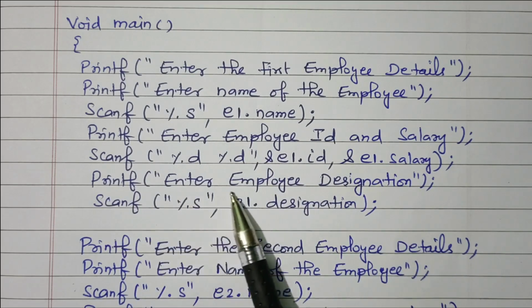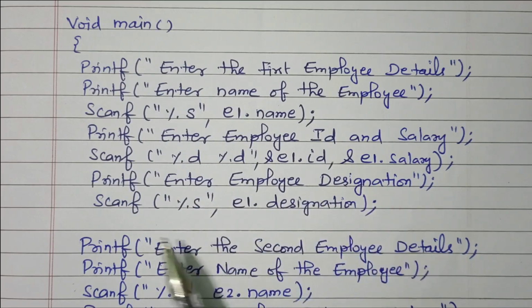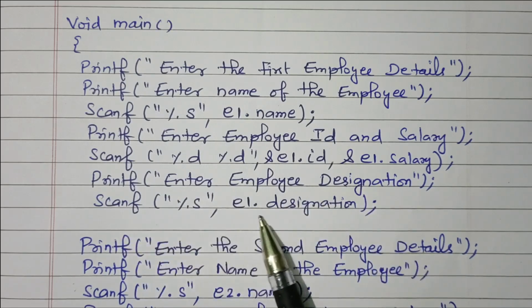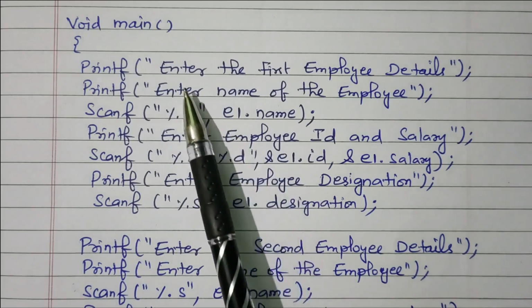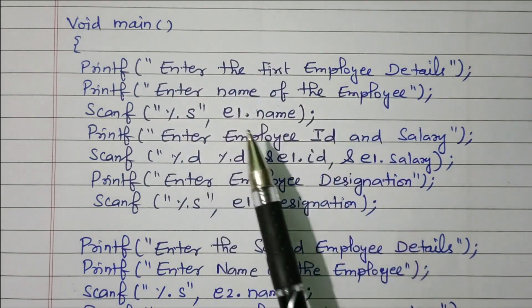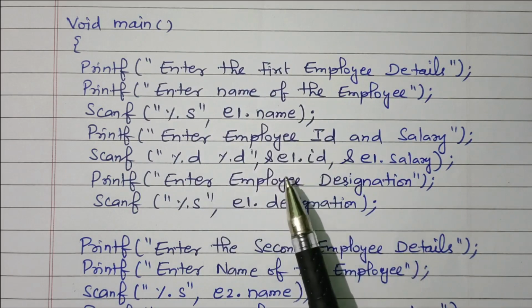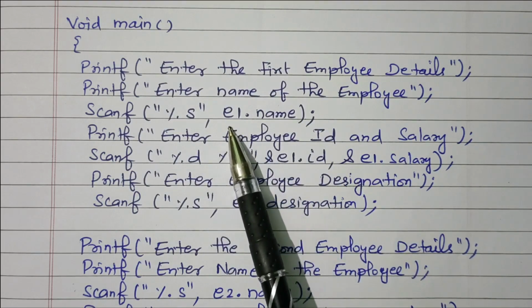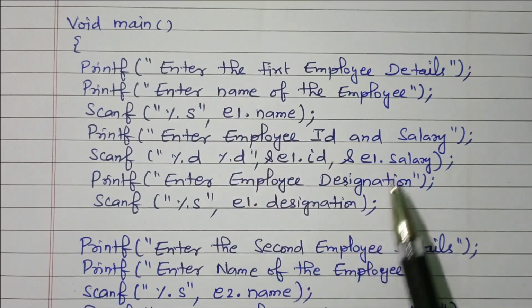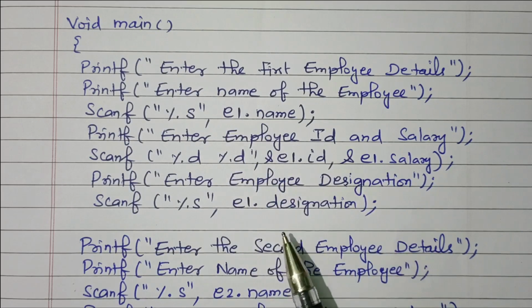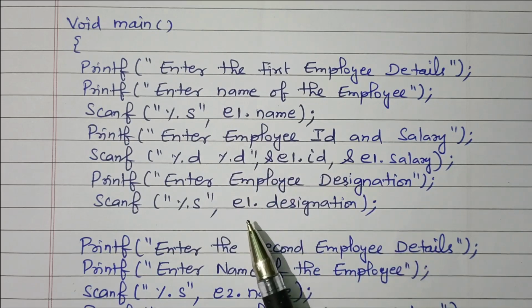Printf, enter employee designation. Scanf, %s, E1 dot designation. So E1 dot designation means the first employee designation. So we ask the user to enter the employee details: name, ID, salary and designation. The user will enter them one by one. That is stored in E1 dot name, E1 dot ID, E1 dot salary, E1 dot designation. This E1 refers to the first employee.